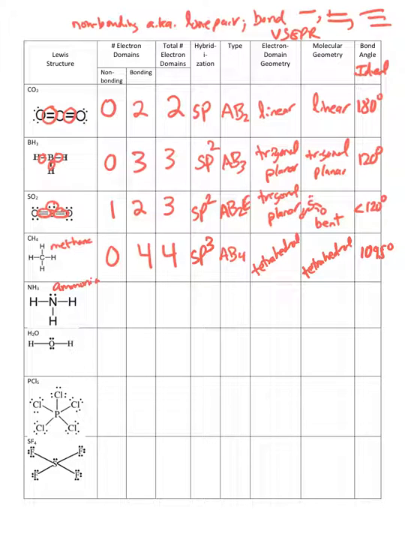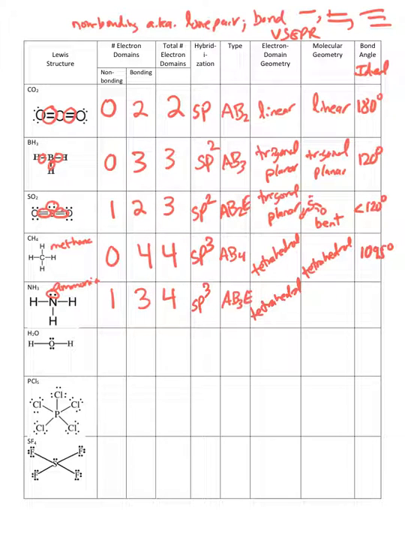It's a type of molecule that we call AB3E. There are 3 atoms about the central atom and 1 non-bonding pair. There's that one non-bonding pair. There are 3 electron domains. Gives us a total of 4. If it's 4, it's sp3. If it's sp3, the electron domain geometry is tetrahedral.